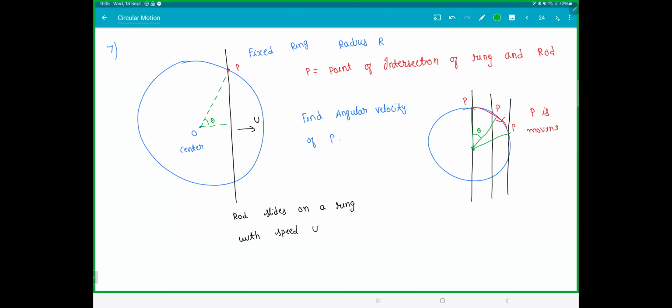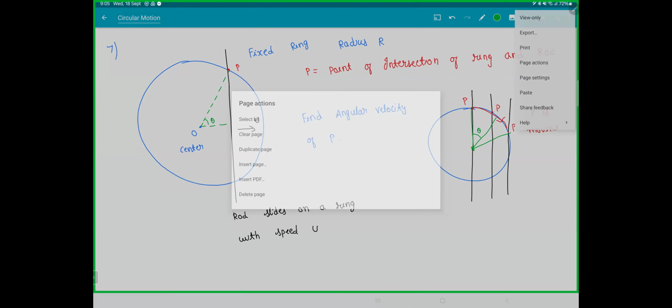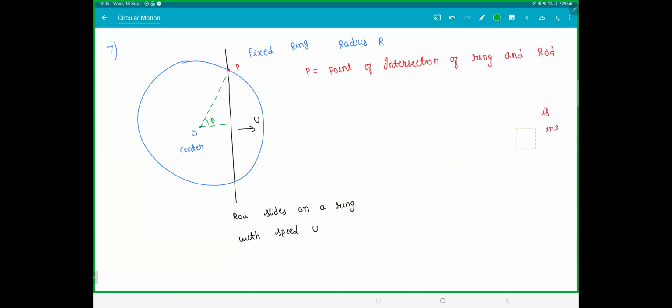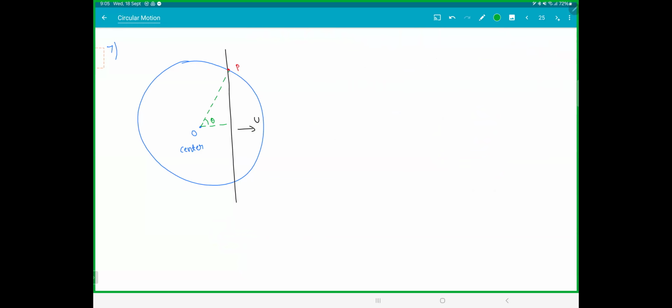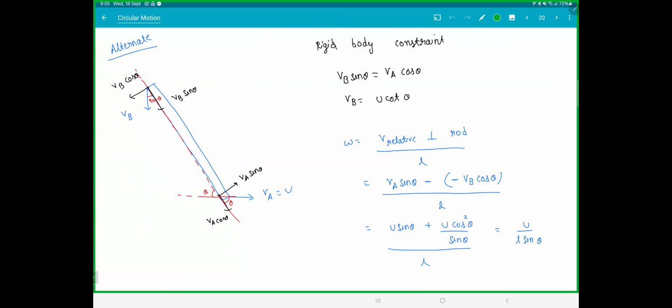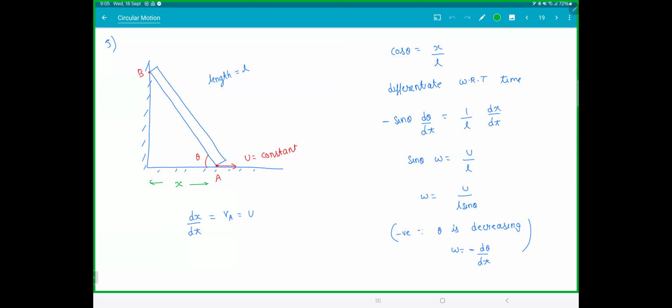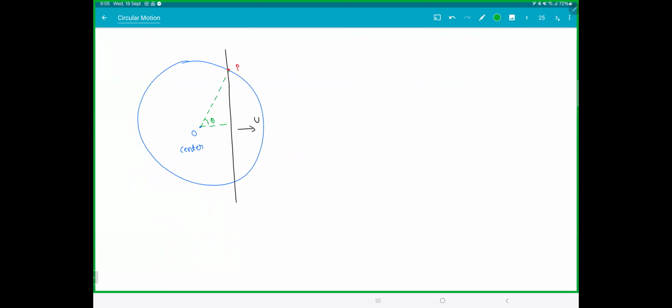Let's see. See, the idea is this. Even in question 5, that is what we did. You wanted omega. So somehow, if I can find theta in terms of x, and if I can differentiate it, I'll get omega. Here, this distance is x, and this is your radius r. So you tell me, when the rod is going forward, what is changing? X is changing. So what is dx by dt?